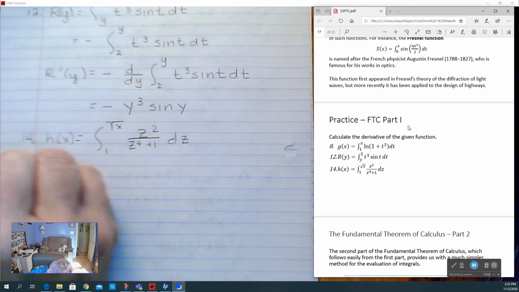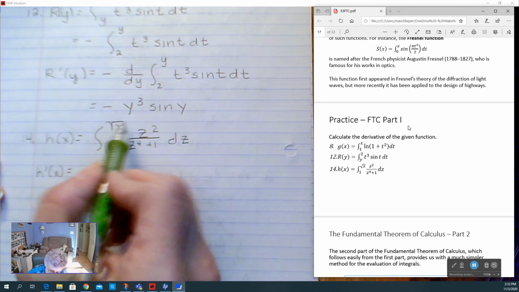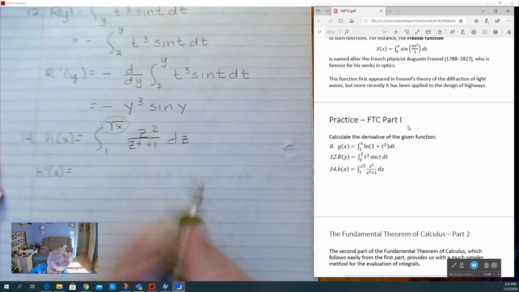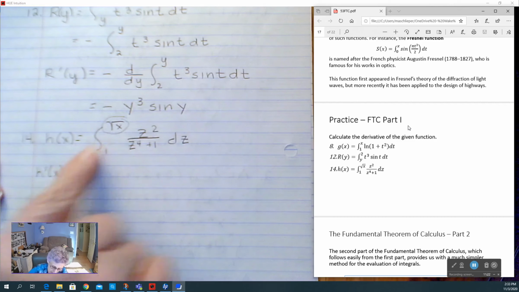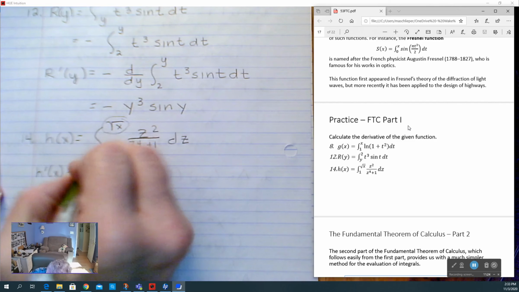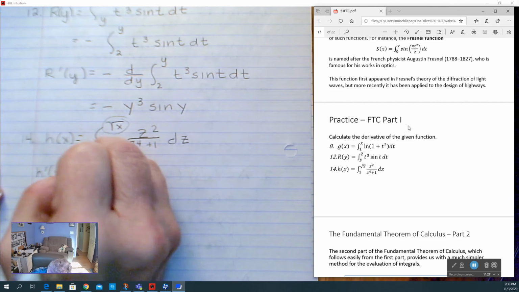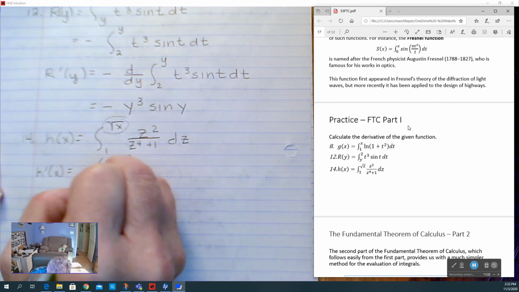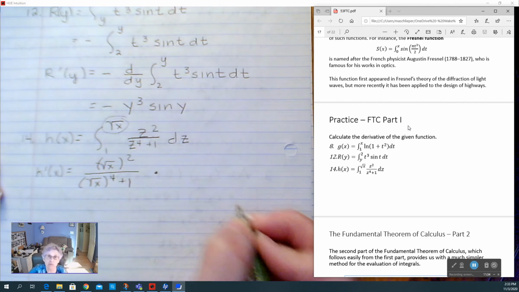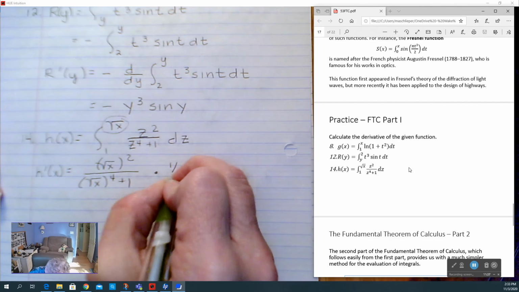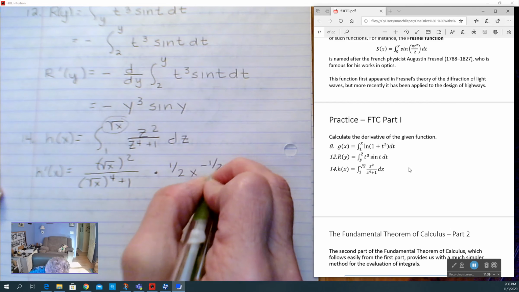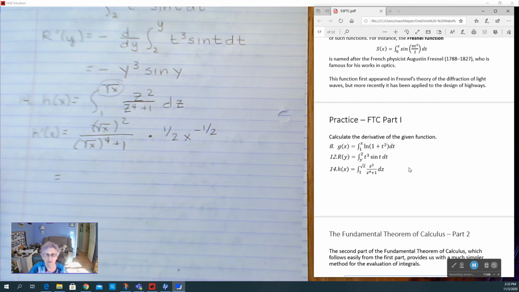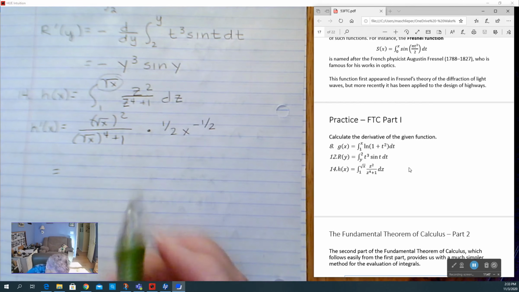So h primed is going to be equal to, plug this into your original function, so the derivative of the outside function, and the integral is your outside function, the square root of x squared, square root of x to the 4th plus 1, times the derivative of the inside function. And I'm going to simplify this one. Of course, I would never expect you to. You could leave it just like that.